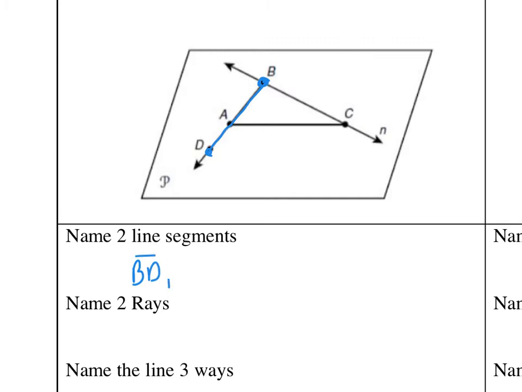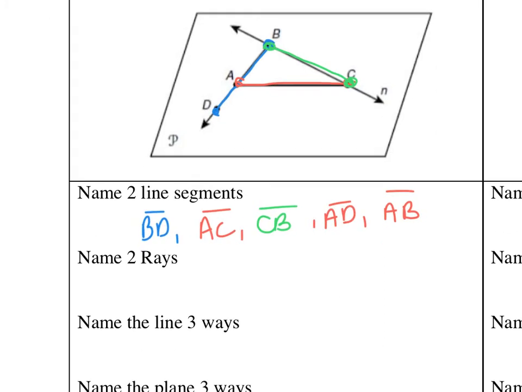I also have the line segment AC. And remember, they don't go on forever and ever and ever. They have a start point and an end point, and make sure you put your line segment above it. I also have CB. And remember, order doesn't matter when you're talking about it. Can you come up with a few others? Yes, AD and AB are examples of line segments as well, because remember, we have a start point and an end point. Now we're going to name some rays.